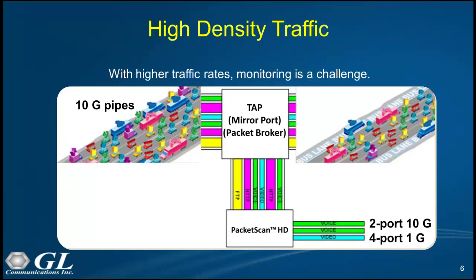As a result, we have bigger and bigger pipes of traffic being used on the network, and so voice, and video for that matter, is competing against all these other applications and users. It's a major issue now with voice because the traffic induces things like latency, where the traffic is competing against the other traffic to get through the networks. And so we have to be able to monitor this, and that's where we've come up with PacketScanHD, where we have added the capability of monitoring multiple 1 gig ports or 10 gig ports.